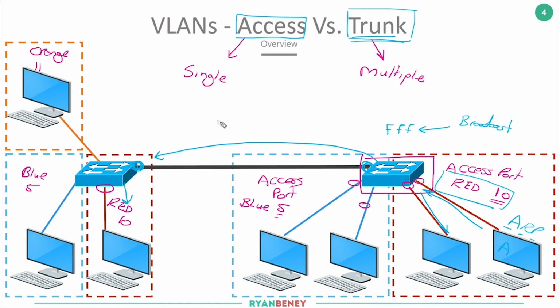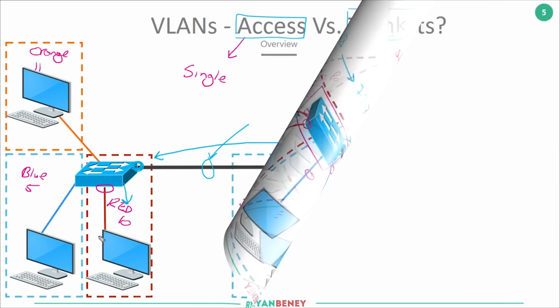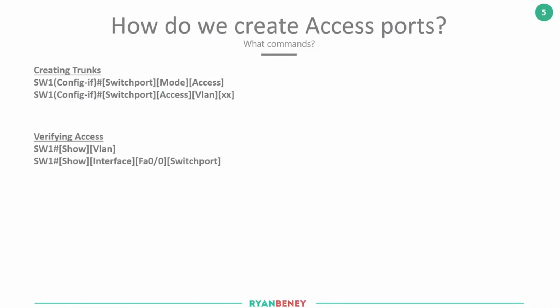So this trunk allows us to have multiple VLANs across a single port, as opposed to an access port that only allows a single VLAN against a single port. So access ports are pretty straightforward. There's only a few commands that are really involved in doing this. First of all, we make it an access port by specifying the switchport mode is access, and we do that under the interface configuration.